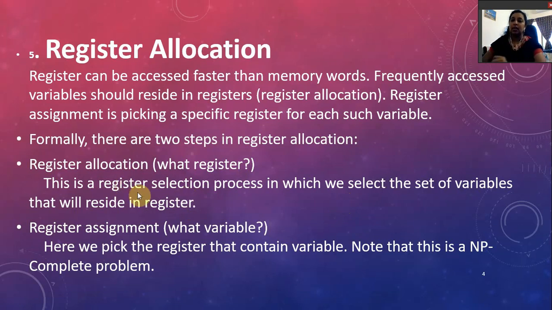So register allocation is a selection process where the set of variables will reside in different registers. What is register assignment? You can pick the register that contains a variable, say this is required for some more amount of time, and the other content in another register is not required, so you replace it. But this is an NP complete problem which cannot be completed in polynomial time. So it requires different techniques to be adopted.